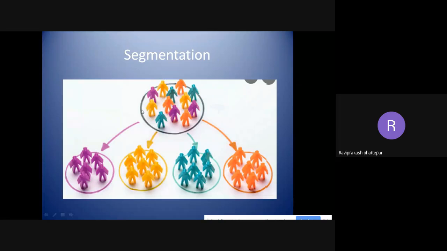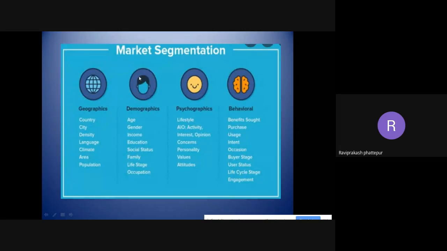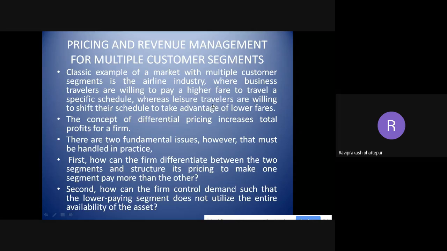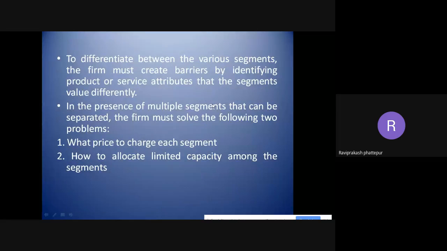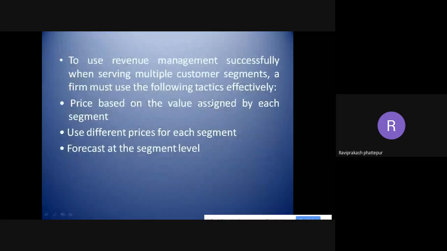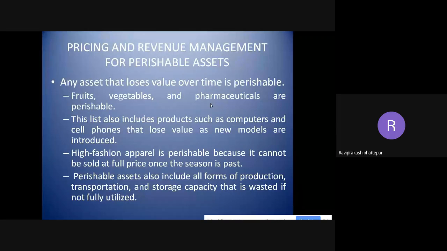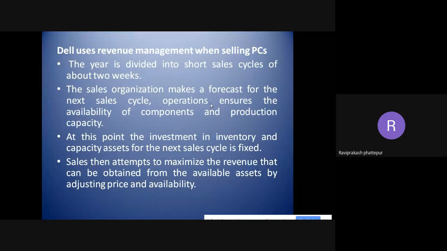Then segmentation. We are talking about how we are splitting the whole market into multiple segments, based on geographic, demographic, psychographic, and behavioral segmentation. This is not there in your syllabus. I'm just telling you to understand how different divisions are made. Then pricing and revenue of different segments, I just explained all of those. We'll just push through all these things. Pricing and revenue management, perishable.